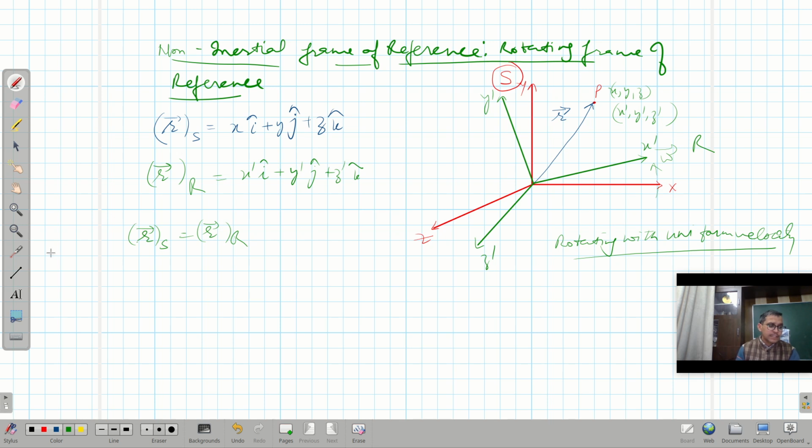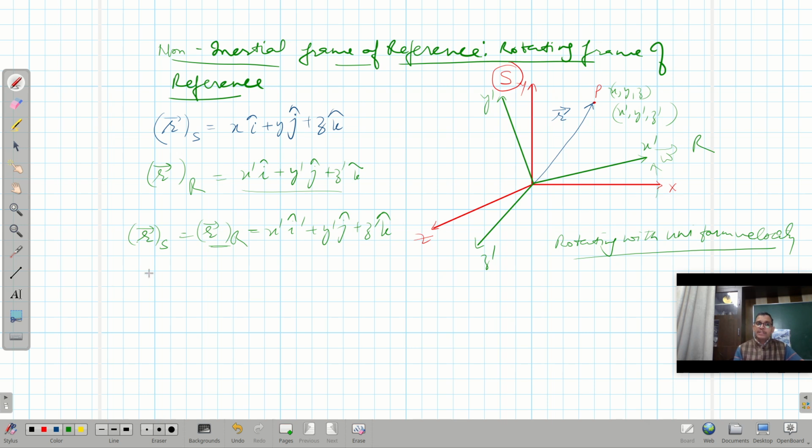But let us try to look at it mathematically. So this is basically represented by x prime i cap plus y prime j cap and z prime k cap. But as I am interested to find out the force, for force what I need is the acceleration, and acceleration when gets multiplied by mass we will get the force. So what should I do for that? I have to take its derivative with respect to time.